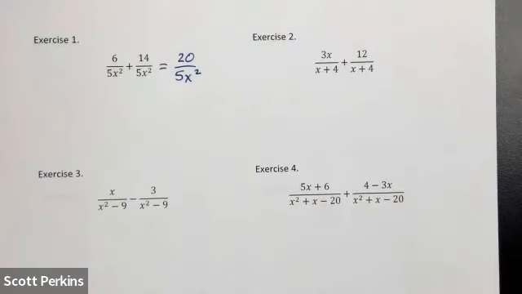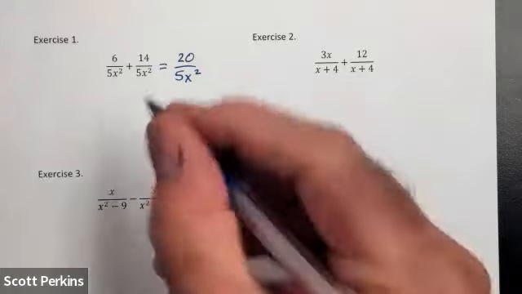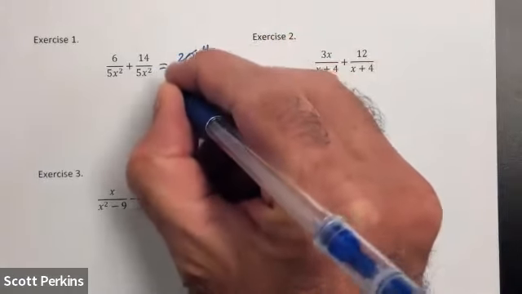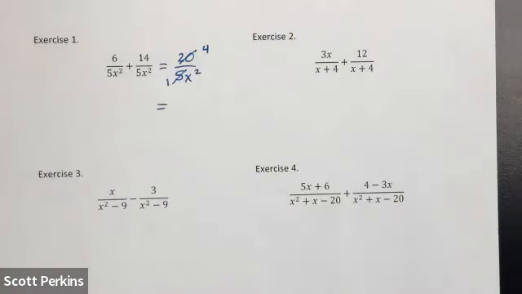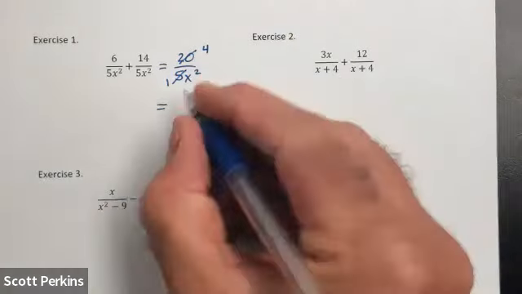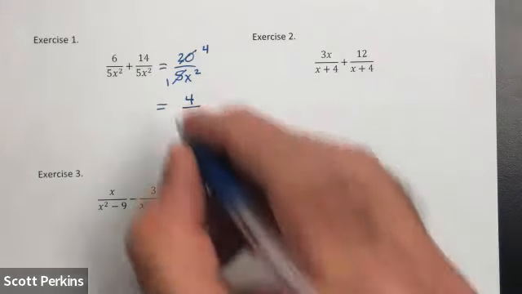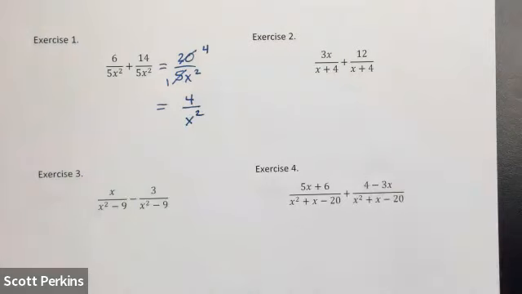And then we have to ask ourselves, is there a factor in common between the numerator and denominator here? 5, sure. So I see that 5 goes into 20 4 times, 5 goes into 5 1 time, and I'm just going to rewrite that fraction now. The numerator has reduced to 4. The denominator has reduced to 1x squared, which I'm just going to write as x squared.